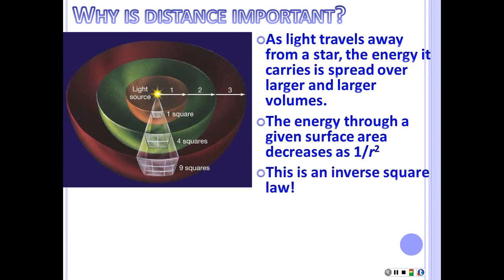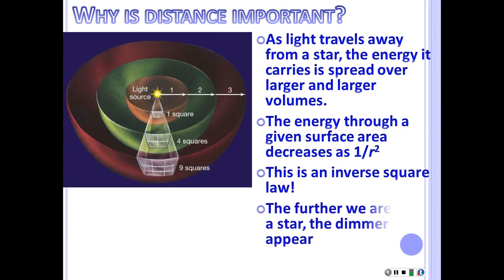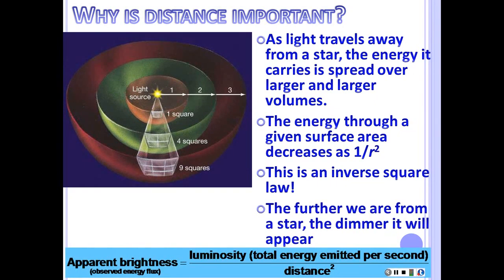And so it's just an inverse square law, and so we have that the further away something is, the fainter it is, and it does that by 1 over the distance squared. And so the further away something is, the fainter it is, and we need to account for that if we want to understand what stars are.